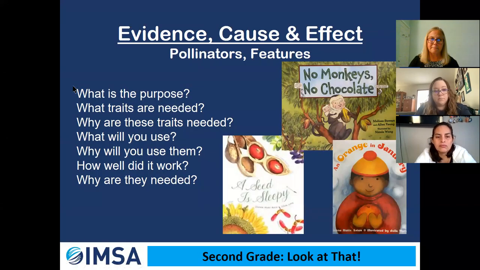All right, so let's move to this whole idea of evidence, cause and effect, again, very prevalent throughout ELA. You know what? Also important and prevalent in mathematics, history, social studies, geography, whatever you're going to call it in your school. In this case, though, students are going to take a look at the idea of pollination. All right, how do flowers and plants reproduce? We're not going to get into human reproduction, but the idea here.